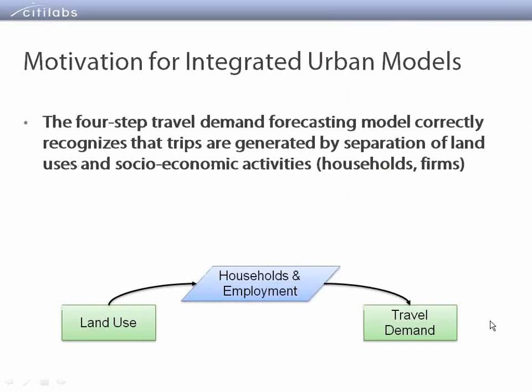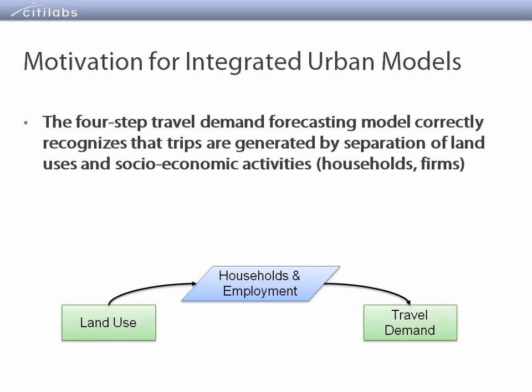So without any further ado, I'd like to first start out with a description of the motivation as we see it for integrated urban modeling, meaning modeling land use and transportation at the same time. Most models currently are so-called four-step travel demand forecasting models, which correctly recognize that trips are generated by separation of land use and socioeconomic activities, by which we mean households and firms.